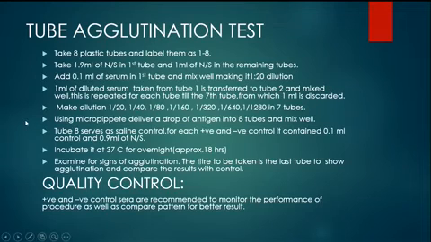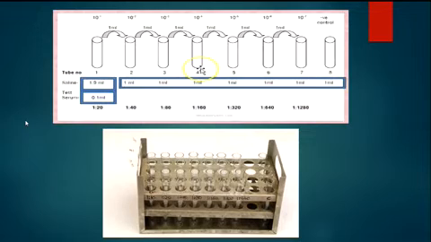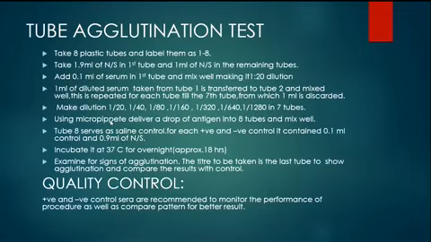Using a micropipette, deliver a drop of antigen into all 8 tubes and mix well. So the next step is that after making all these dilutions, we are going to put 1 drop of the antigen into all these tubes. It can be either an O antigen or an H antigen. Now, tube 8 serves as the saline control. Incubate at 37 degrees Celsius overnight.